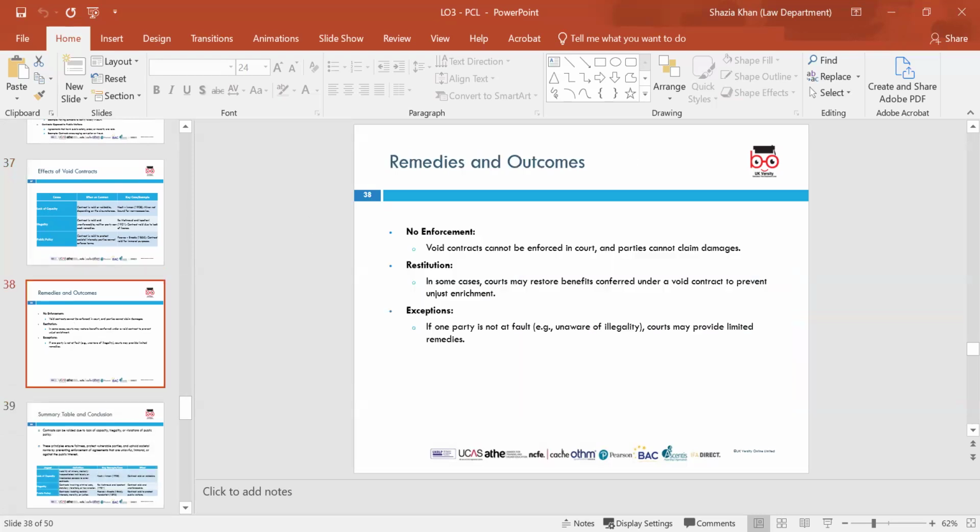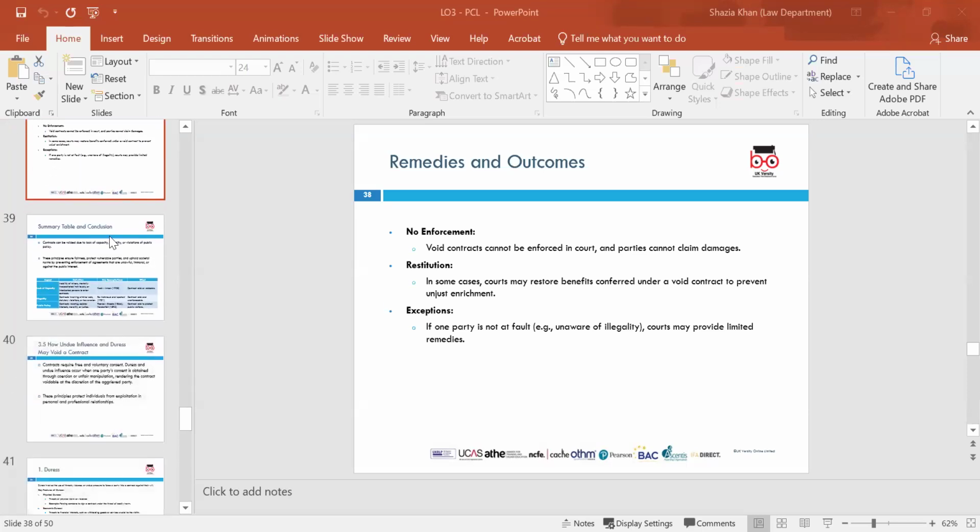Remedies and outcomes. The outcome is usually that the contract is illegal and void. At law, the contract never exists. A form of restitution is ordered in many cases. The transaction can be unravelled, where the property is transferred back to the original owner as before the contract was made. There are exceptions. If one party is not at fault, courts may provide limited remedies. So it's really important to bear that in mind for each individual case.